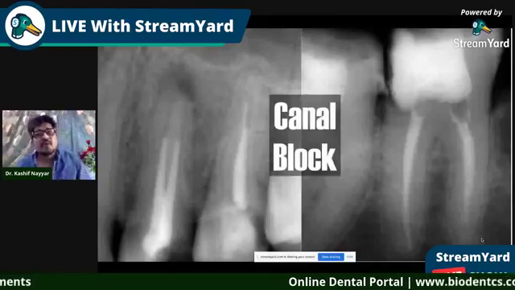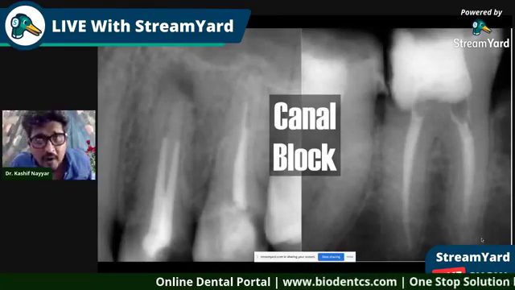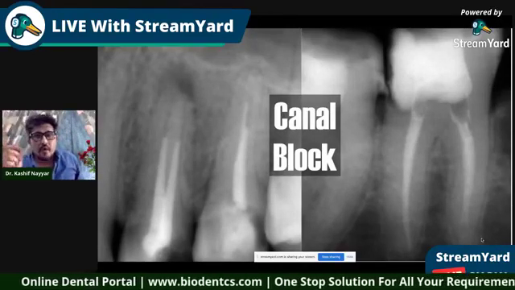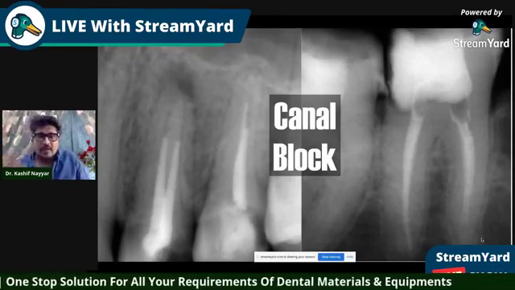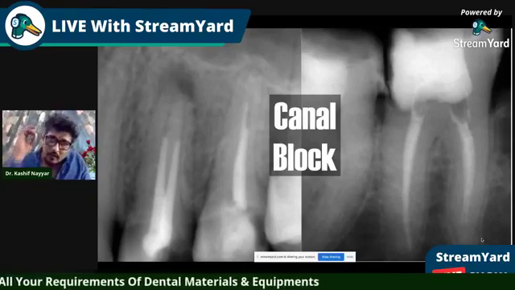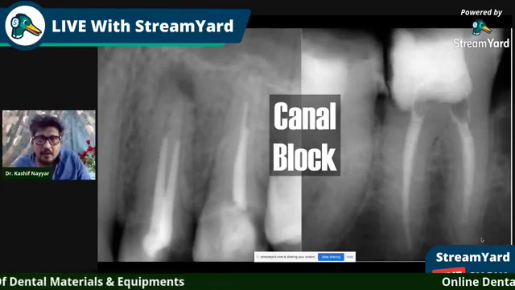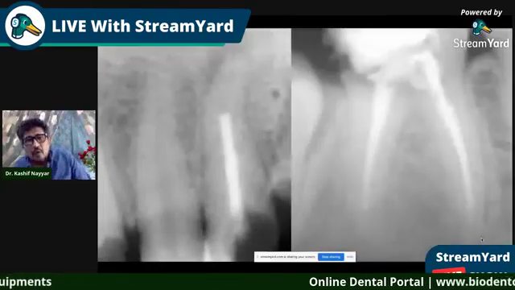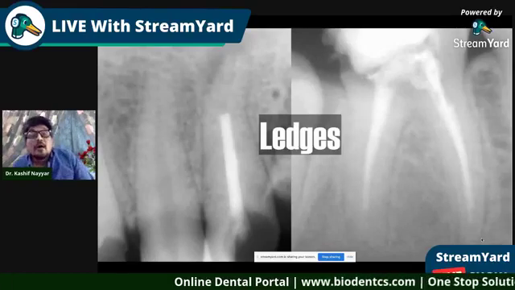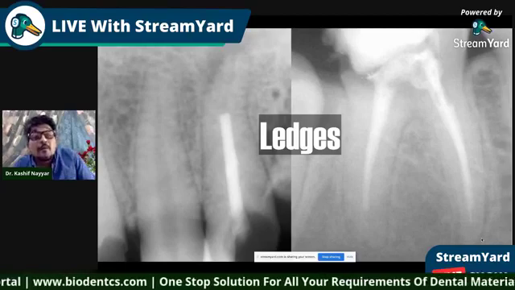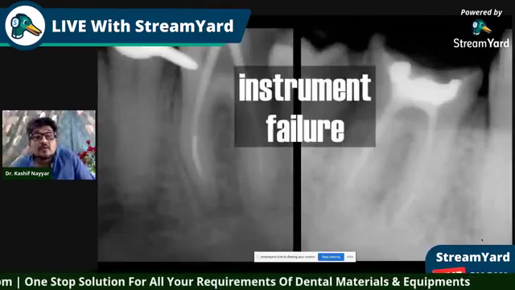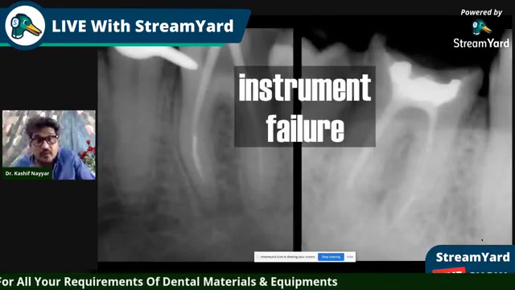For example, the first thing we experience is the canal blockage, because if we are not simultaneously cleaning during the filing action, the debris which is generated is getting right inside the canal. So we have to frequently do our preparation. And ledge formation. And what are the reasons? Perforations. What are the reasons? Instrument failure. What are the reasons?